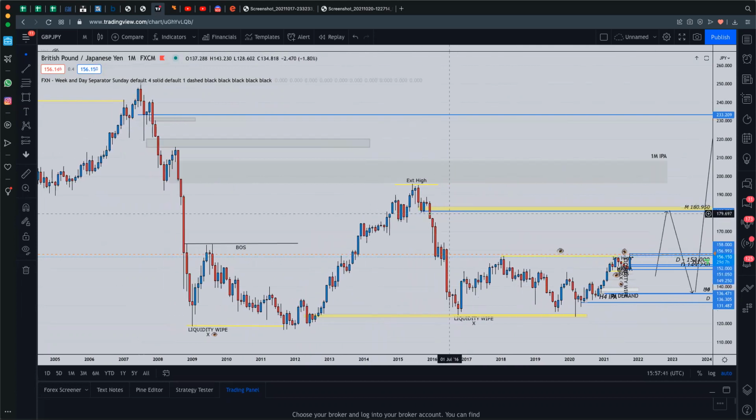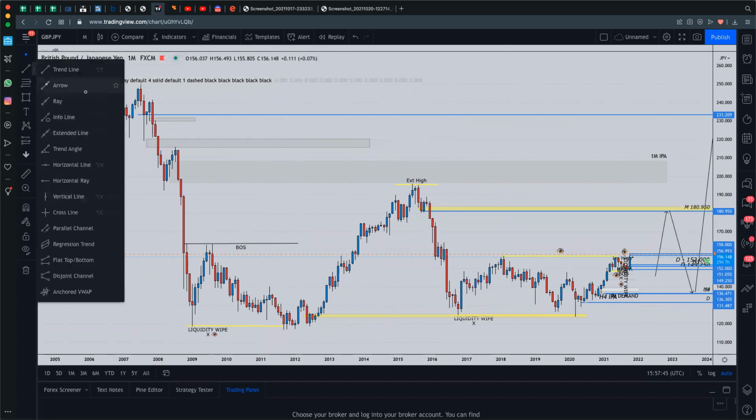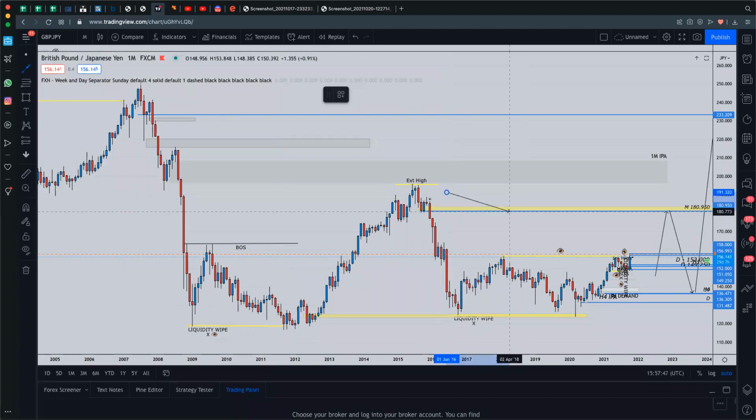So understanding that, we brought the structure here. We brought that structure there. Looking at this back in 2019, 2020, we already understood this area here was our entry zone. It did that in 2016, headed up into here, and then made this low in here. So again, this is where we started looking at it.